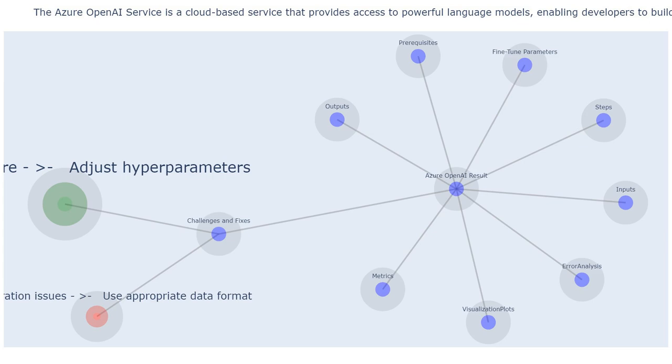Fine-tuning failure can result from various factors, including improper hyperparameter settings or inadequate training data. Adjusting hyperparameters, such as learning rate and epochs, can significantly impact the fine-tuning process and the model's performance.